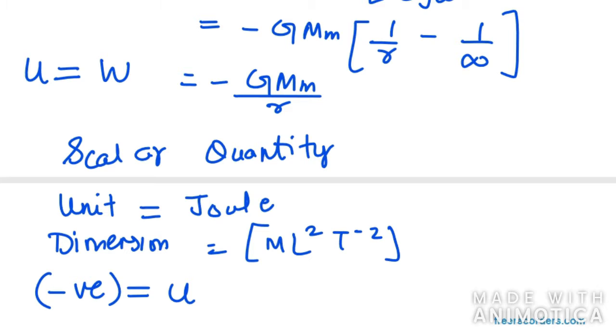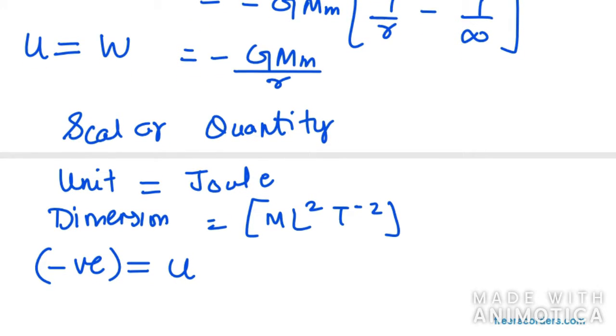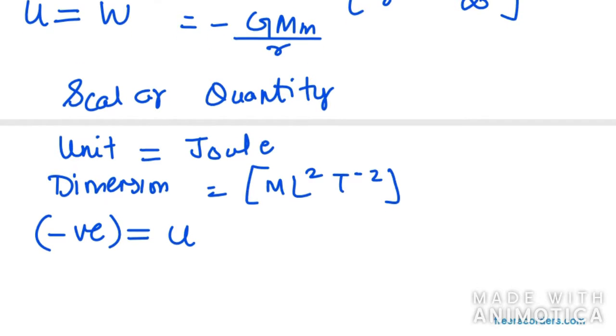Now, as you can see, the potential energy is inversely proportional to the distance between two objects. That means if you increase the distance between two objects, the gravitational potential energy becomes less negative. That is, it increases. So if I say the next condition, if r is infinity, then it becomes 0. U will be 0 or W will be 0.